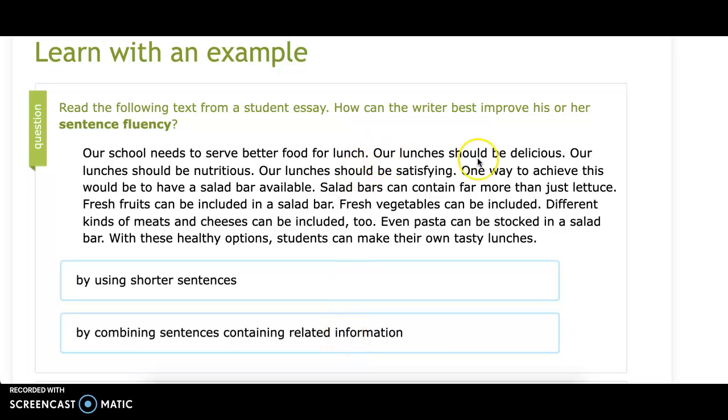For example, our lunches should be delicious, our lunches should be nutritious, and our lunches should be satisfying. Assuming that this writer is not attempting to use the rhetorical device of anaphora, we could easily suggest that they combine these to say that our lunches should be delicious, nutritious, and satisfying, which would give us a much more fluid sentence flow. So our best answer is the second one.